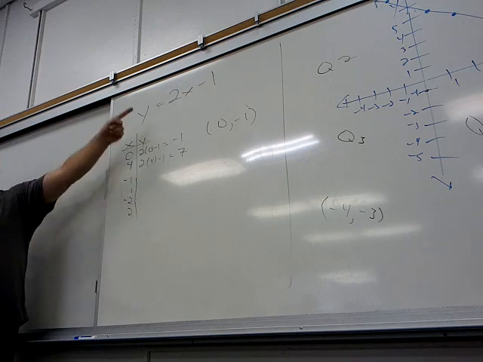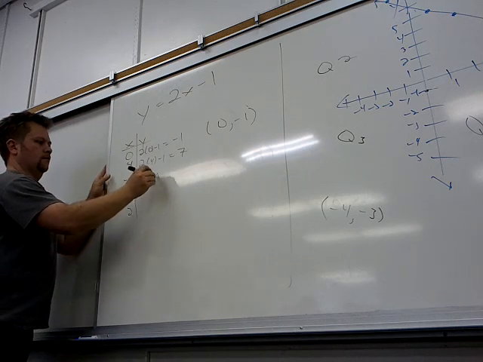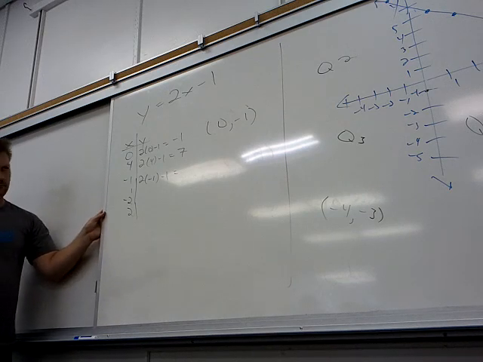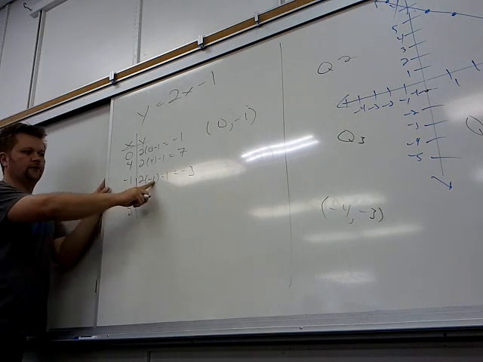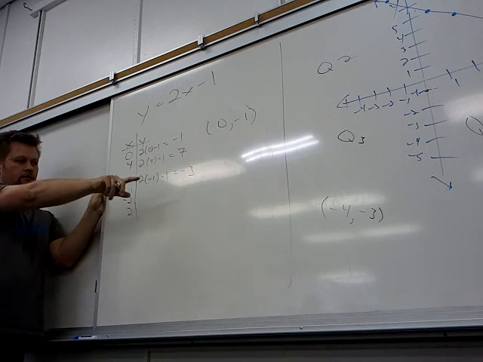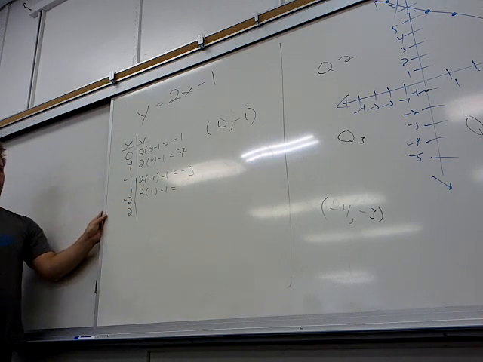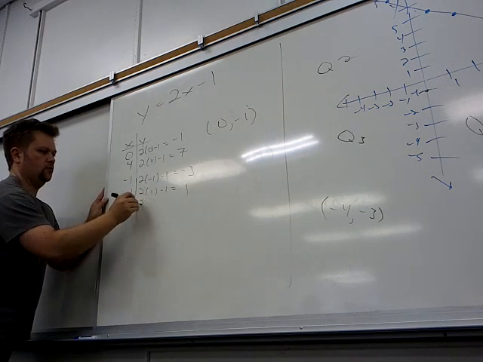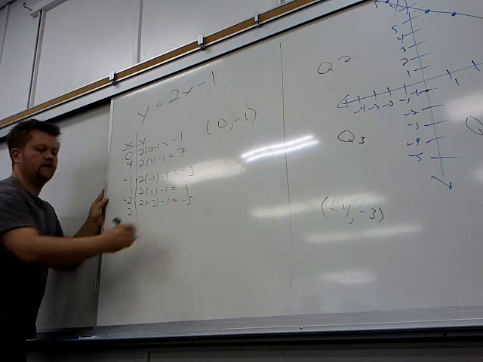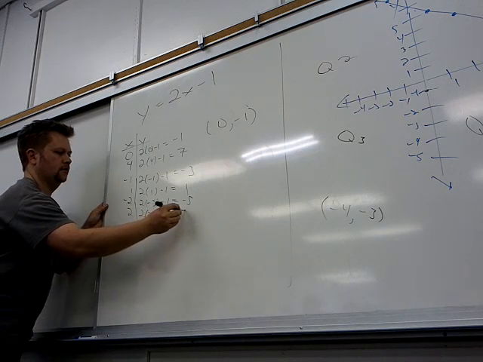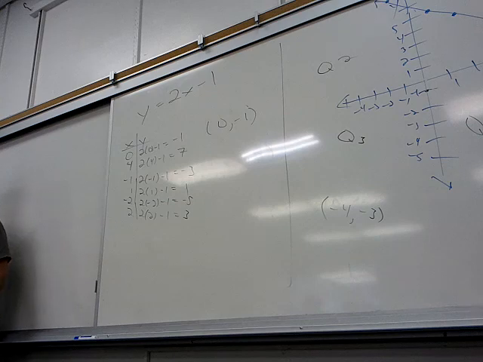So what do I get when I put a negative 1 in? Negative 3, right? Twice negative 1, negative 2, minus 1 is negative 3. When I put a 1 in, I get 1. Twice negative 2 minus 1 is negative 5. And twice 2 minus 1 is 3. How are we doing so far? Doing okay?